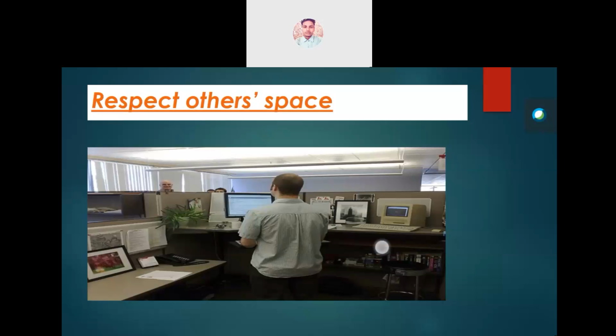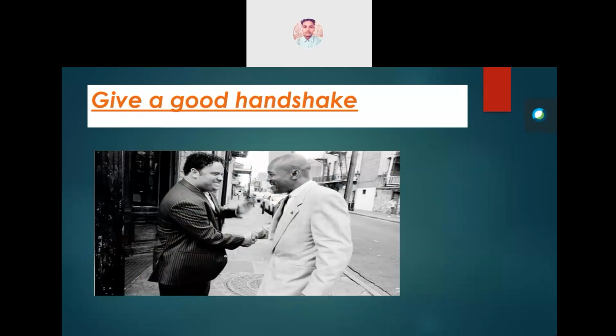Give a good handshake. The first impression that most people get of others in a work setting is through a handshake, so make sure to keep it firm and brief. This makes you seem confident without overdoing it. Now move on to the next slide.